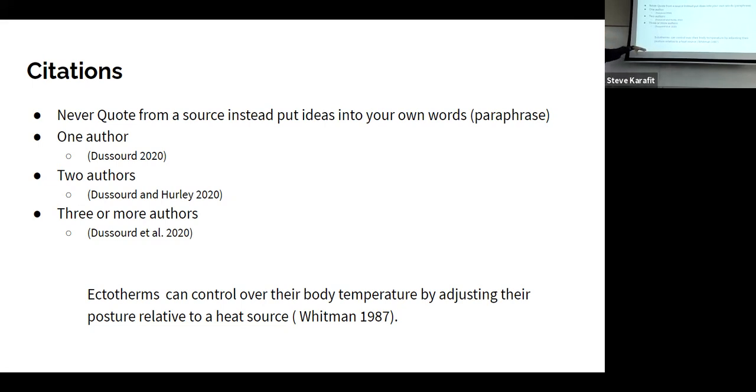And if there's three or more authors, you say Desord et al., which is Latin for and the others. Now, this is what you do in the text part of your paper, not the lit cited part at the end. This is how you would cite a sentence in your paper, where you want to point out where you got that knowledge. For example, here's that grasshopper paper that I have posted on Blackboard. Ectotherms can control their body temperature by adjusting their posture relative to a heat source. Whitman, 1987. So I didn't pull that line out of Whitman 87. I was like, oh, cool, grasshoppers can do this and stand different ways to the light and control their body temperature. And I'm pointing out that fact and where I saw information on that.